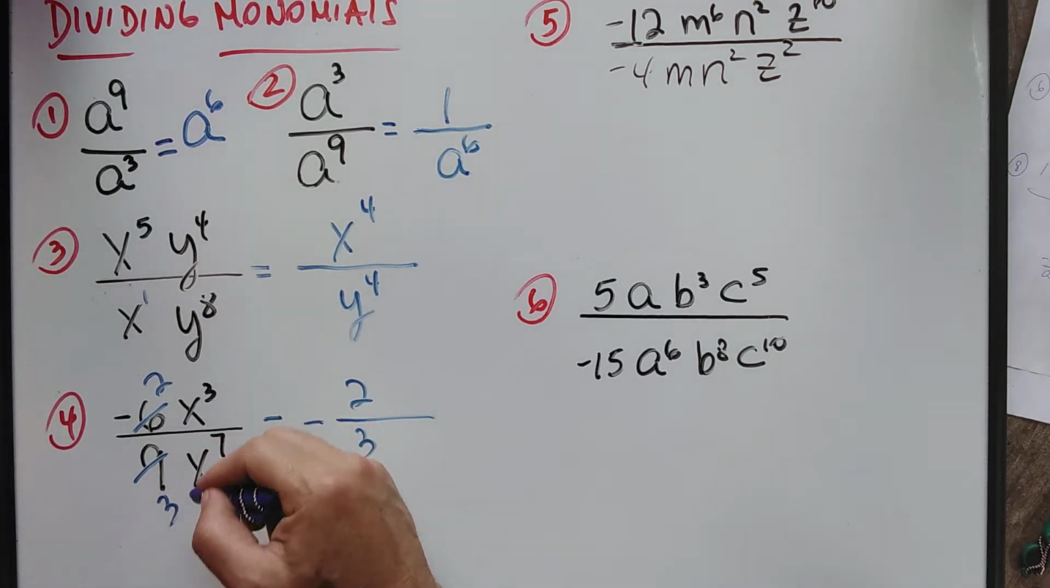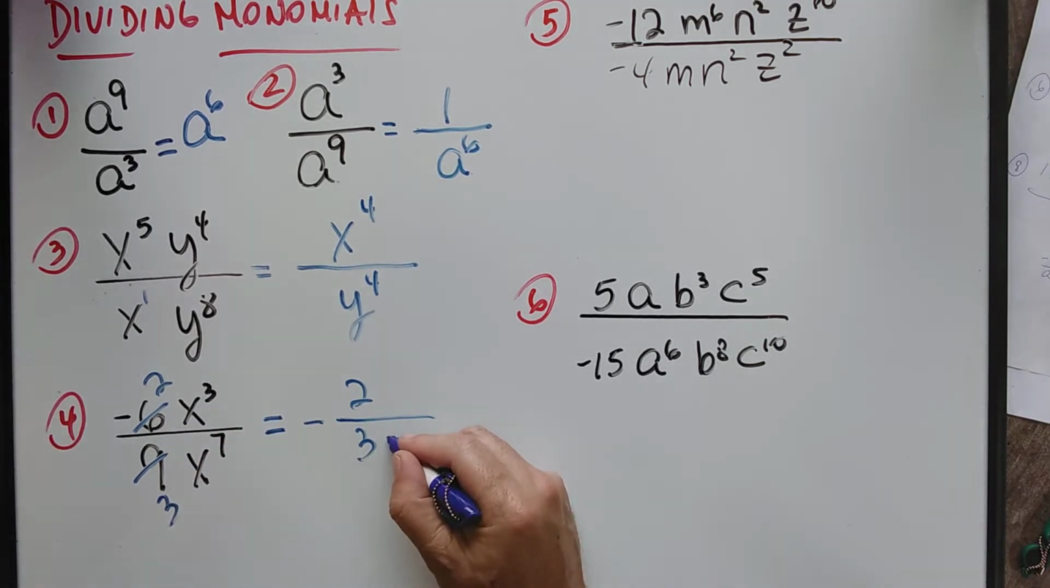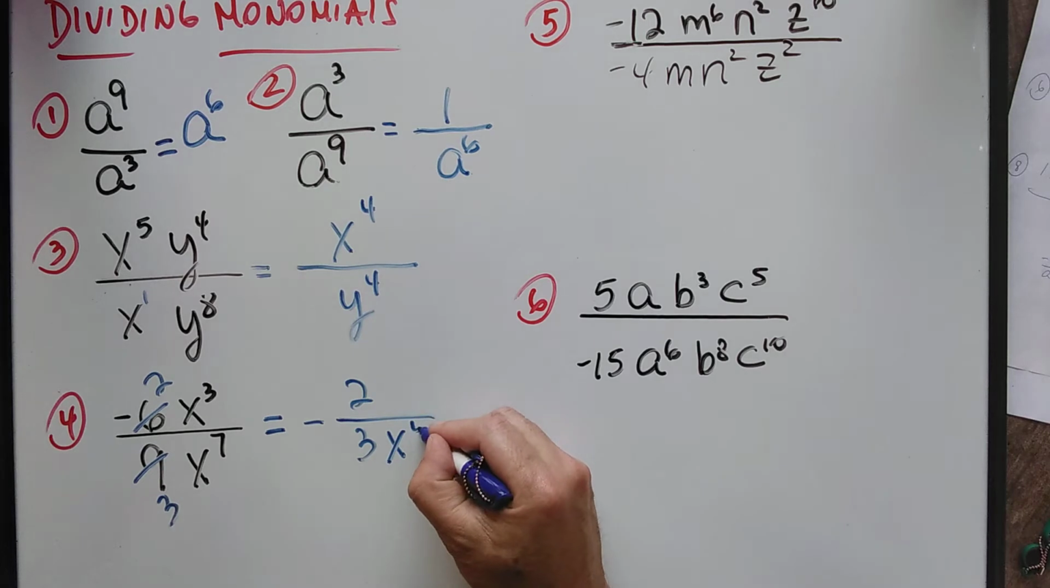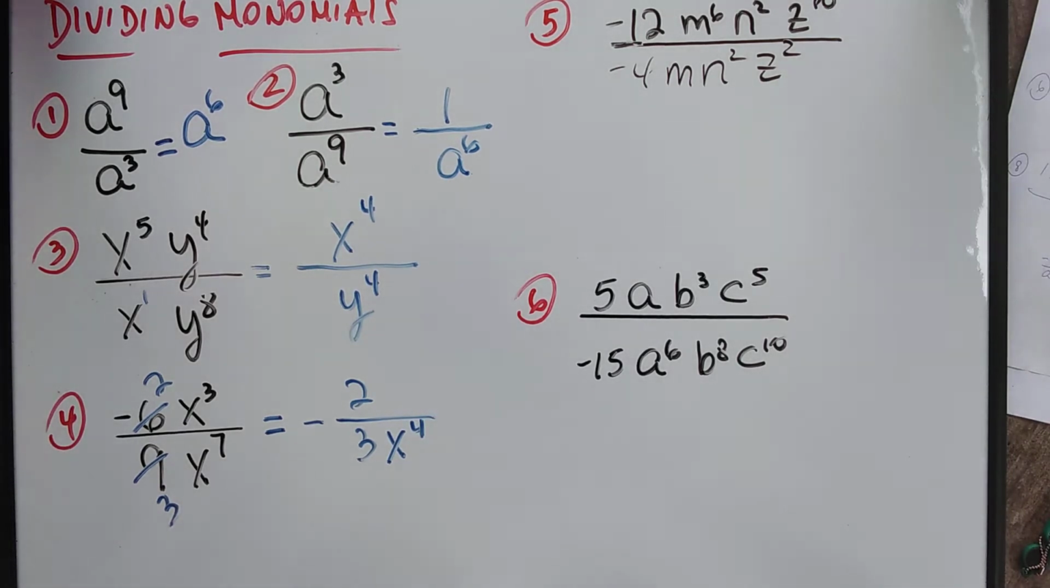And then I see that the highest exponent for x is on the bottom. So that's where I'm going to write it down on the bottom and then subtract from there. 7 take away 3 is 4. And that's the end of it. What about 5?